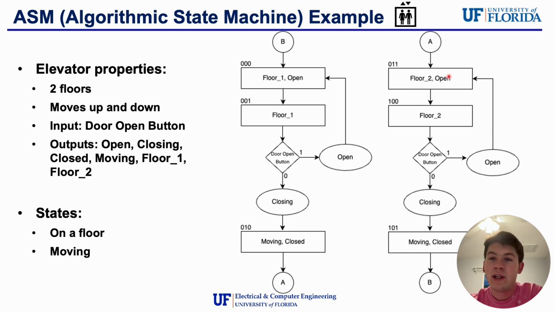So we're on floor 2 and the door is open, and then we move to this state. So we are on floor 2, but the doors are either open or closing depending on the door open button. All right, and then we move down here to, again, moving and closed, and then it goes back to floor 1.